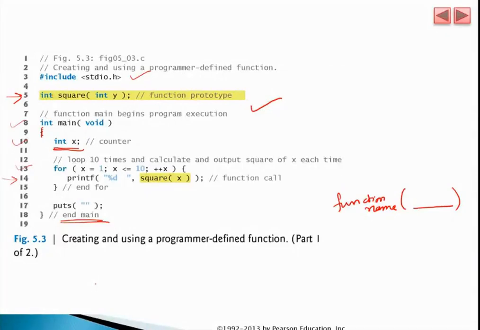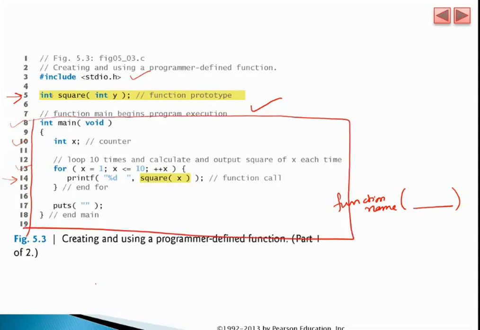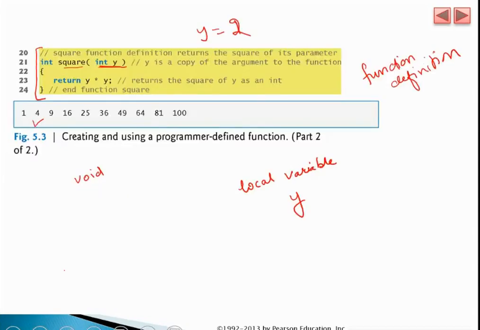Ma'am, can we write the function definition before the main function? Yes, that you can do. These are actually blocks, and you can put them anywhere in your program. This is one block, which consists of the main function. This is a second block, which consists of the square function. Order does not matter. You can keep square before main.